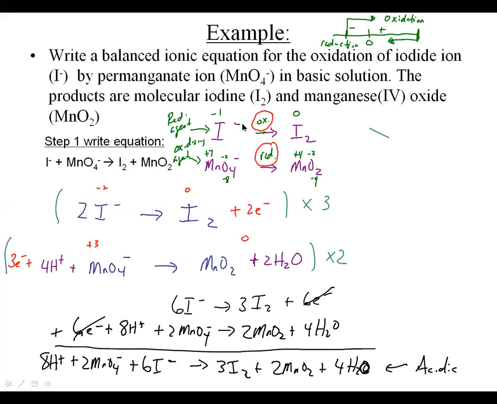So let's flip the page here. I think that should be empty. What I'm going to do is rewrite the one that we finished up on there. So we finished with, for acidic, 8 H pluses plus 2 MnO4 minus plus 6 iodide gives us 3 I2, 2 MnO2, and 4 waters. All right.